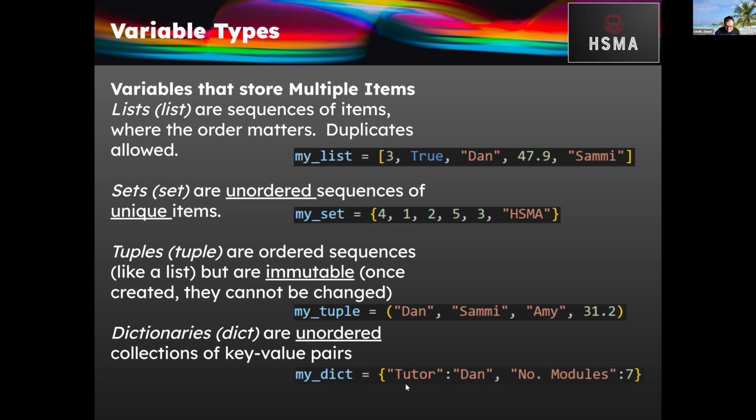So you can have things like, your lookup key is tutor, and if I look up tutor, the value is Dan. If I look up number of modules, my value is 7. You can see that they might be quite useful already, I suspect. So of these, lists and dictionaries are undoubtedly the ones you will work with the most. They are by far the most common of these four for the kind of stuff you'll be doing. And we'll be covering both lists and dictionaries today.